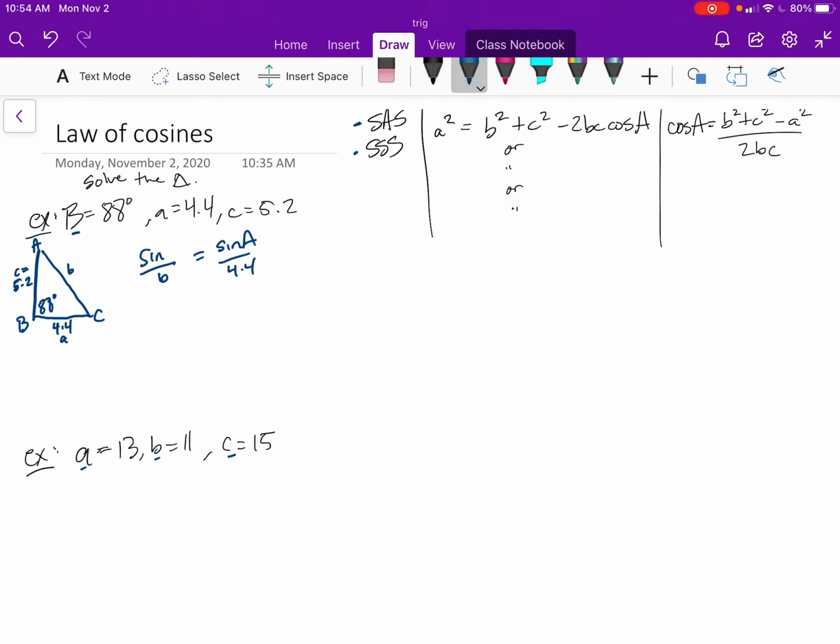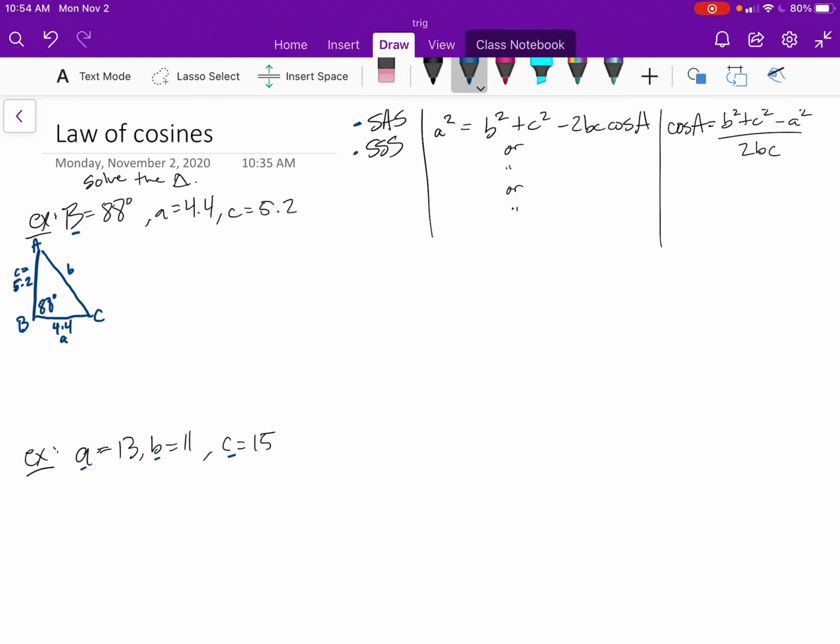Sine of big B is 88. But still, I have two unknowns. Right? I don't know little b or big A. You can't solve one equation with two unknowns. And if I tried using C, the only difference would be I have a C right here, and this would be 5.2. I still have two unknowns. Law of sines will not work. That's when you know what, maybe it's just law of cosines.